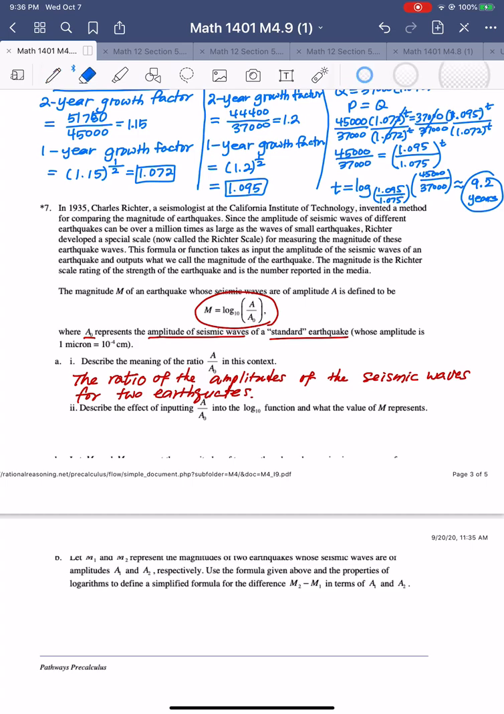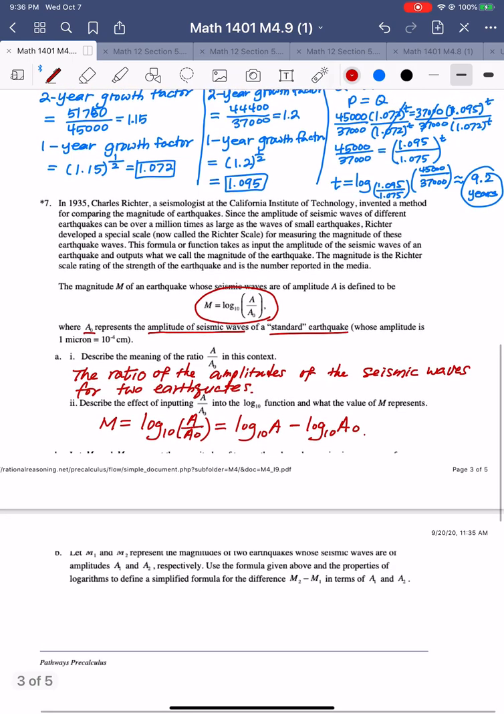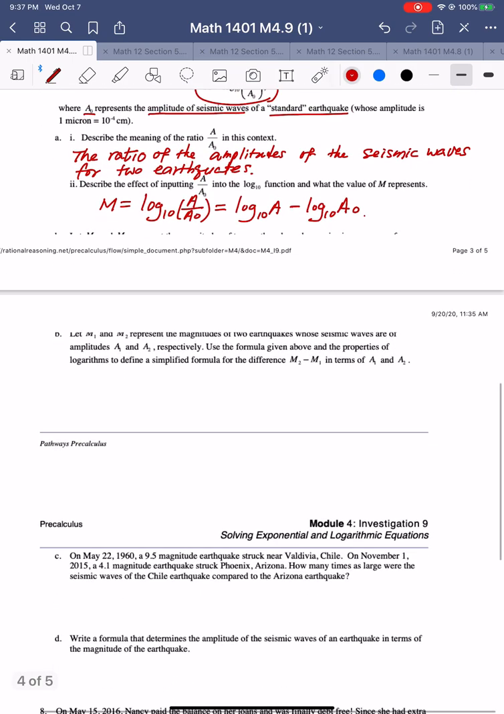Which means if you put it in M equals the log base 10 of A over A sub 0, you can do it as log base 10 of A subtracting the log base 10 of A sub 0, okay? So you can make the difference of the two logs, which is the magnitude, as you can compare with the amplitude of the seismic waves for the two earthquakes.